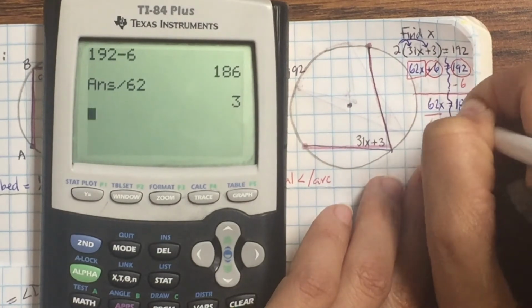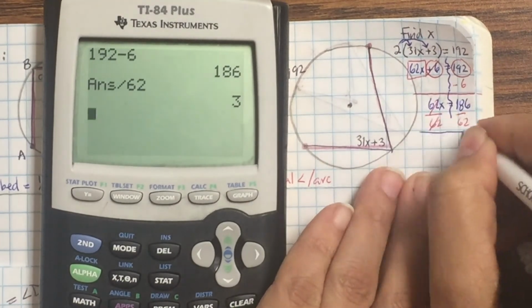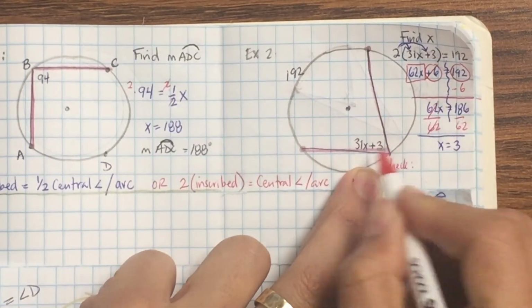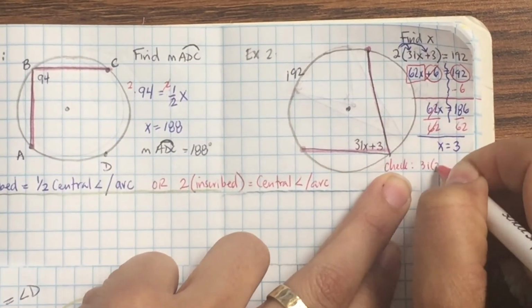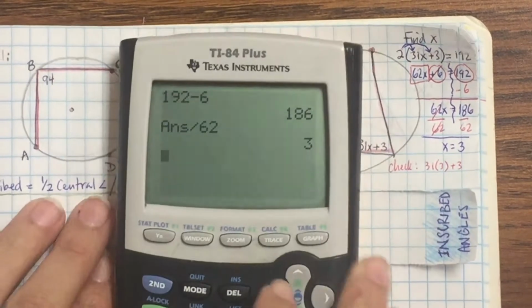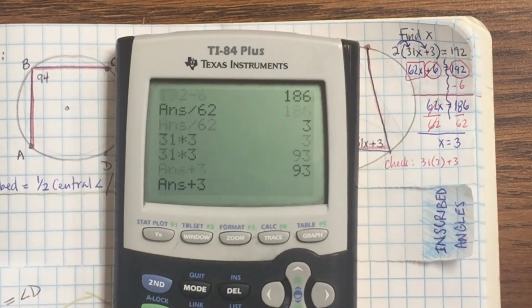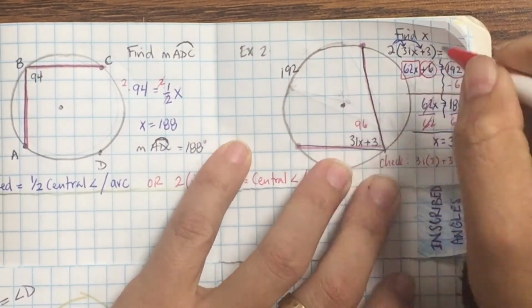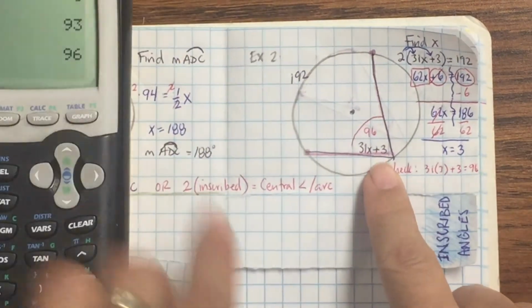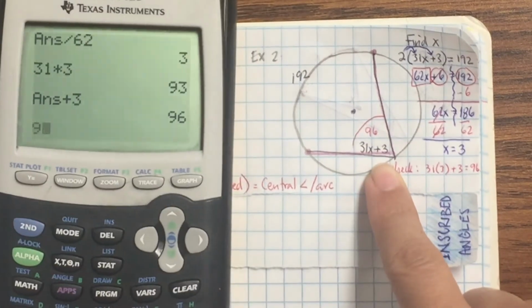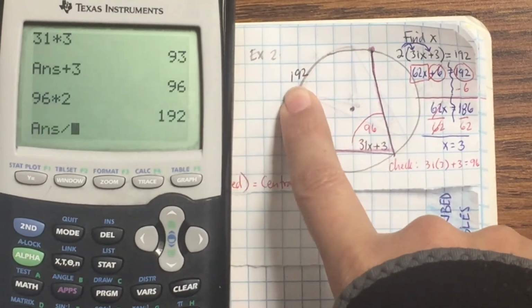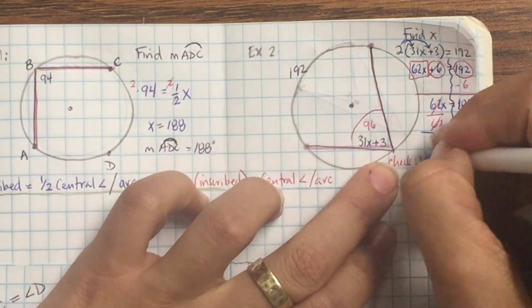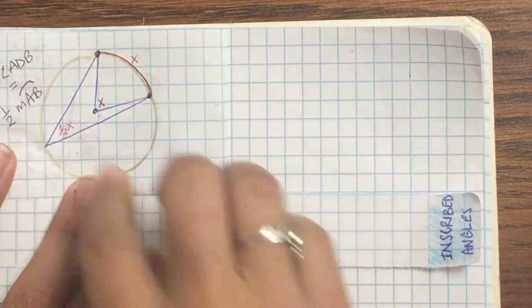And then what we're going to do actually is plug it in just to double check our work to make sure it makes sense with numbers. So once you get an equation, plug it in and make sure it makes sense. So plug in x is equal to 3, so 3 times 31 plus 3, which is 96. And so now remember, 96 times 2 will give me 192. 192 divided by 2 will give me 96 because I'm going the other way. So whichever way you're thinking about it. And that checks out. So that's perfect.